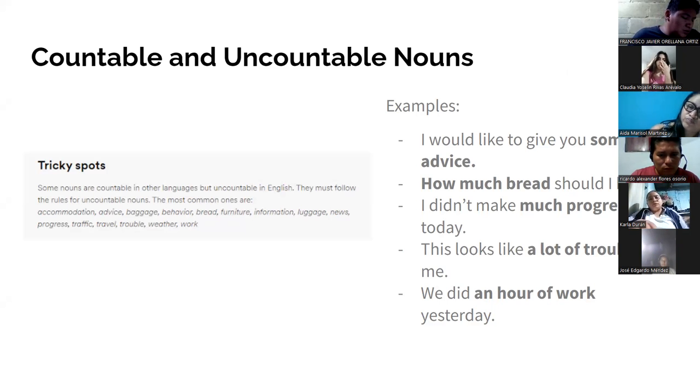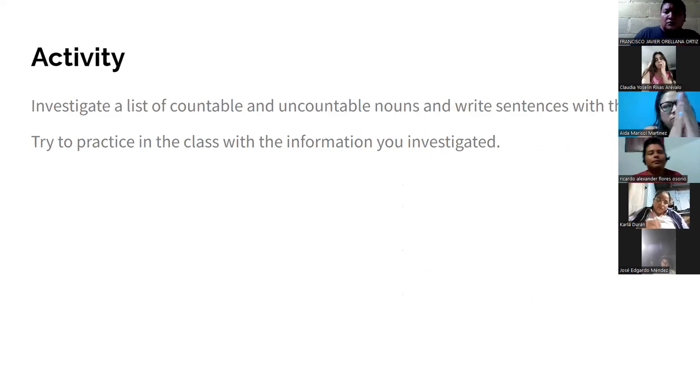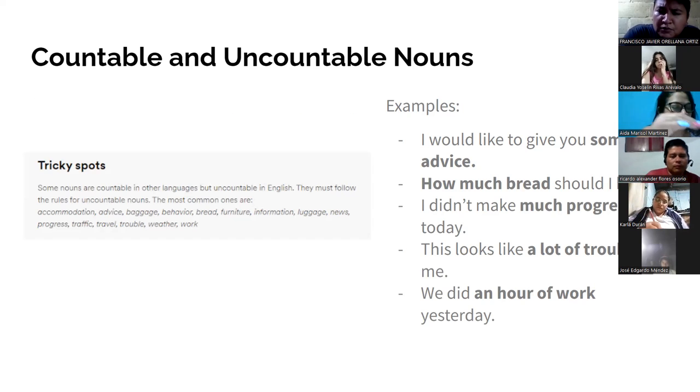Por ejemplo, el pan, sí podemos contar los panes, pero en general en Francia, el pan no es contable. El progreso. How do you say harina? Flour, ajá. Por ejemplo, los problemas en español son contables, pero en inglés no, ¿verdad? Troubles, a lot of trouble. Y el trabajo es incontable también. Work, la palabra work es incontable. Lot, ¿qué significa? A lot of, por ejemplo, a lot of trouble es mucho, mucho de, ¿verdad? A lot of trouble, mucho problema.